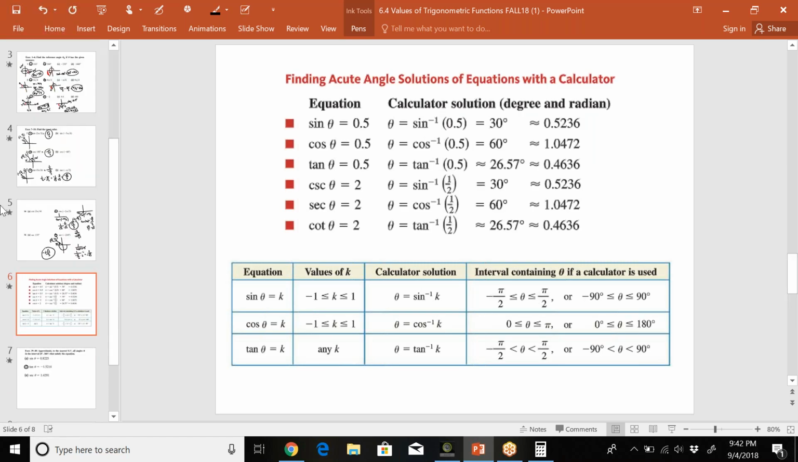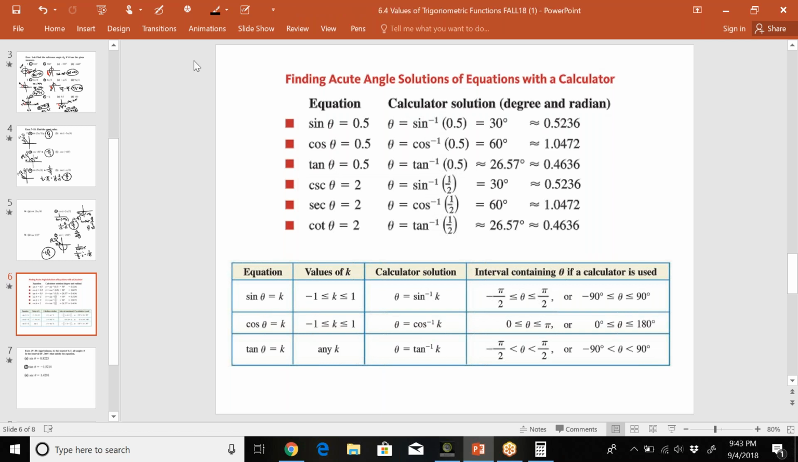Okay, just a couple more things to talk about. This is finding acute angle solutions of equations with a calculator. So this is where we're going to finally show you how to use those inverse buttons on your calculator. When you have an equation like sine theta equals 0.5, theta is the angle and the answer is the ratio of the triangle that we're looking at. When you do the inverse button, you are going backwards. So you are saying sine inverse of the ratio equals the theta. And you can put that theta in either degrees or radians using your calculator button for degrees or radians, depending on which one they ask.